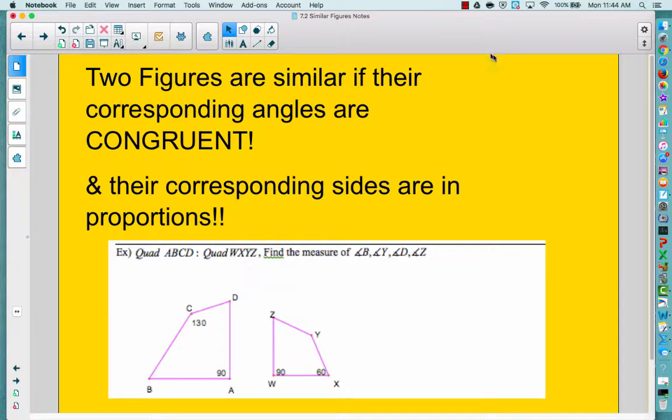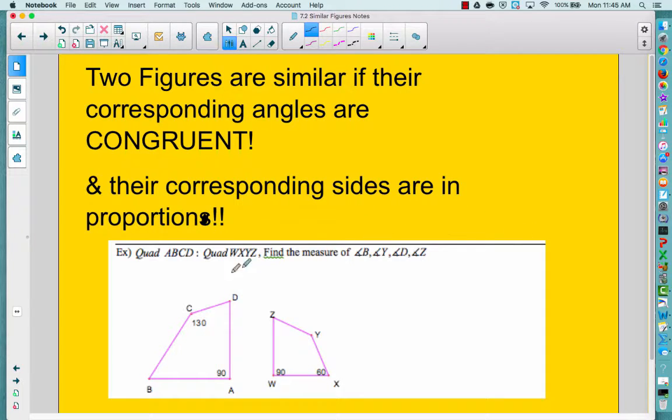Hi everyone. So to extend what we did in class today, I'm going to be talking about how we can solve for missing pieces in similar figures, knowing what we know about the definition of similar figures. First, let me remind you, today in class we talked about that two figures are similar if their corresponding angles are congruent and their corresponding sides are in proportion, okay?